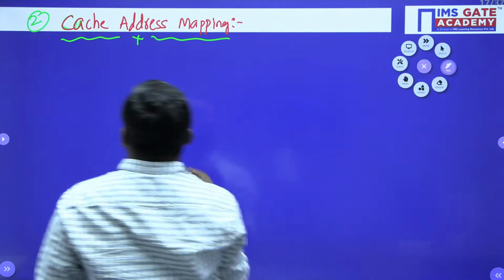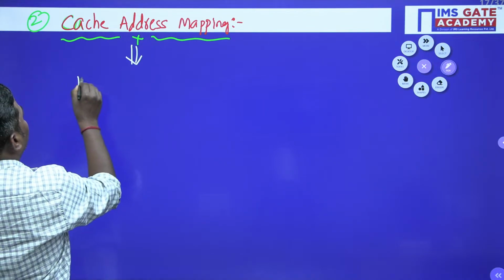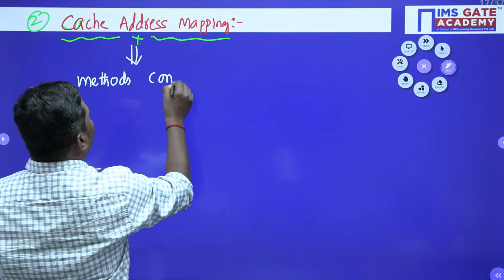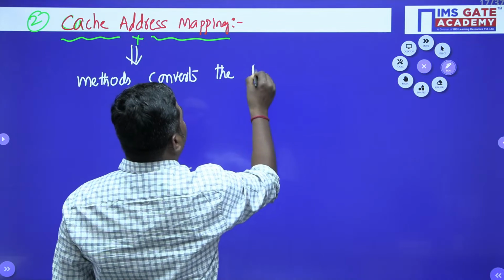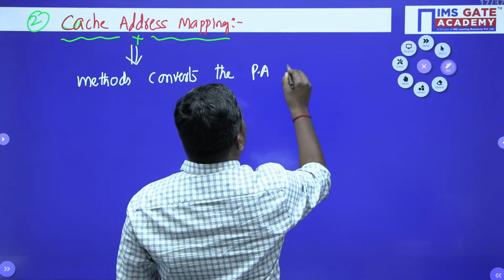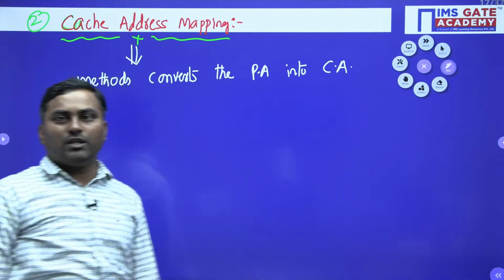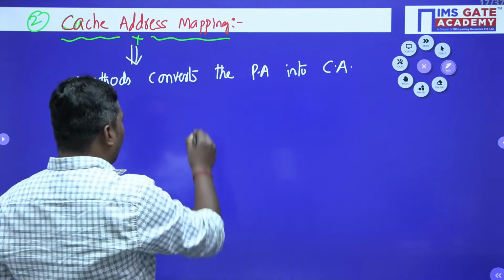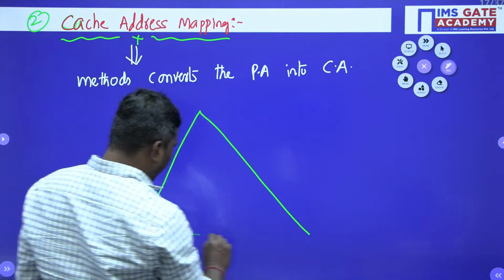Look, all of you. This cache address mapping, please understand, cache address mapping methods convert the main memory address, that is a physical address, into cache address. Physical address into cache address, it will convert. So you see the memory hierarchy. This is the memory hierarchy which we discussed, right?